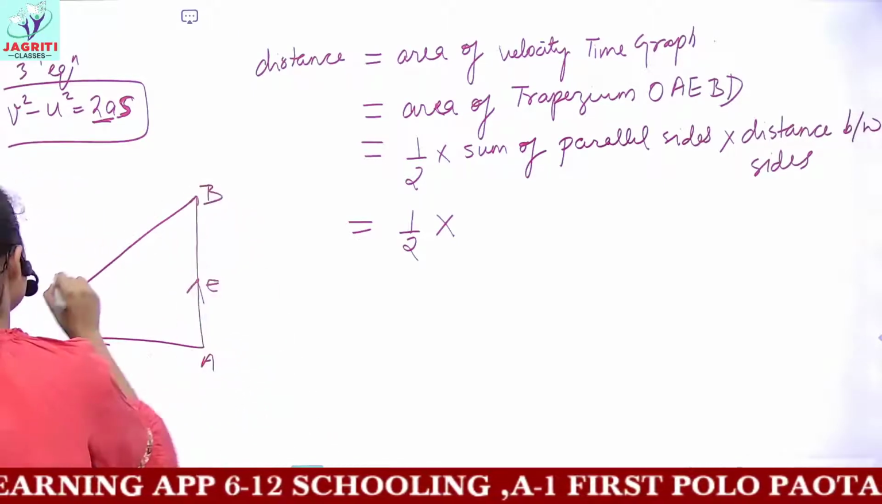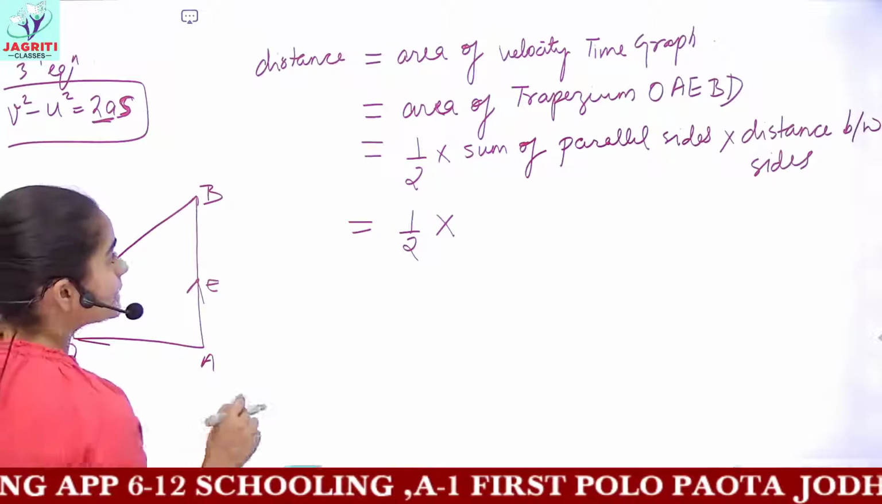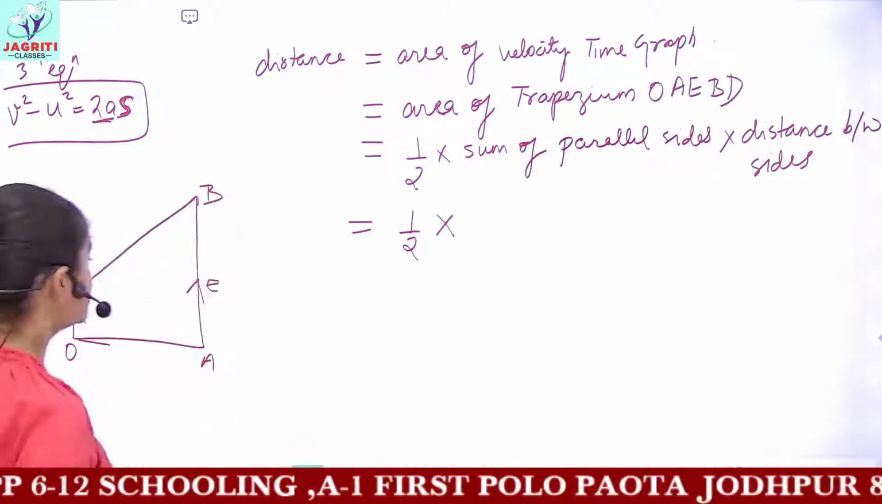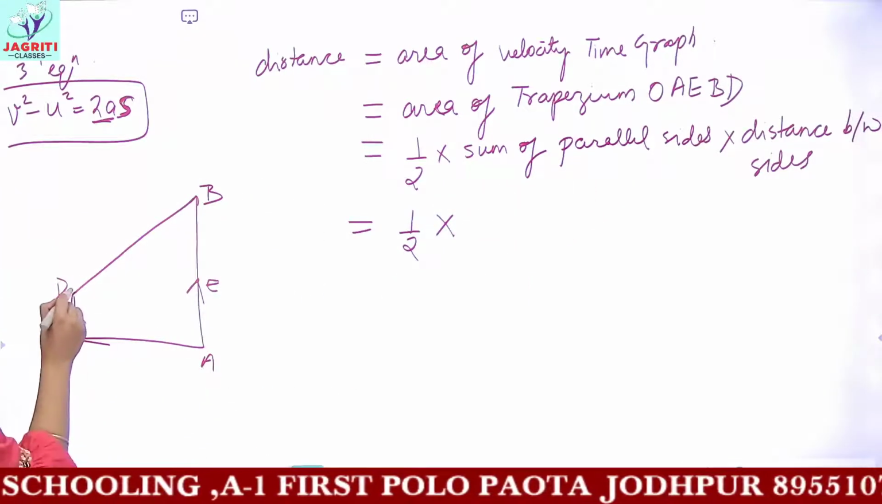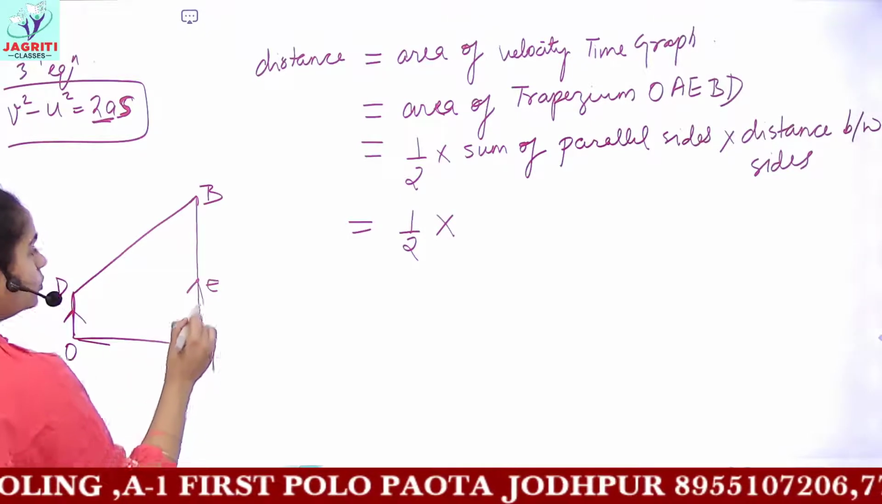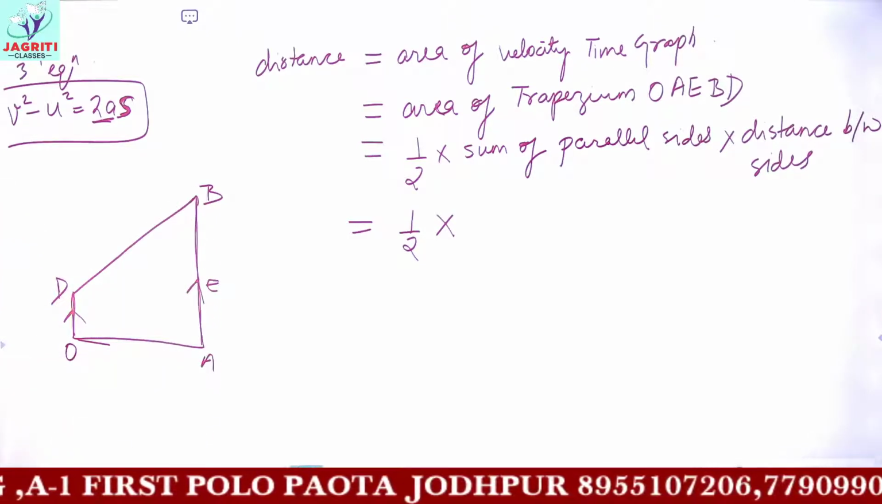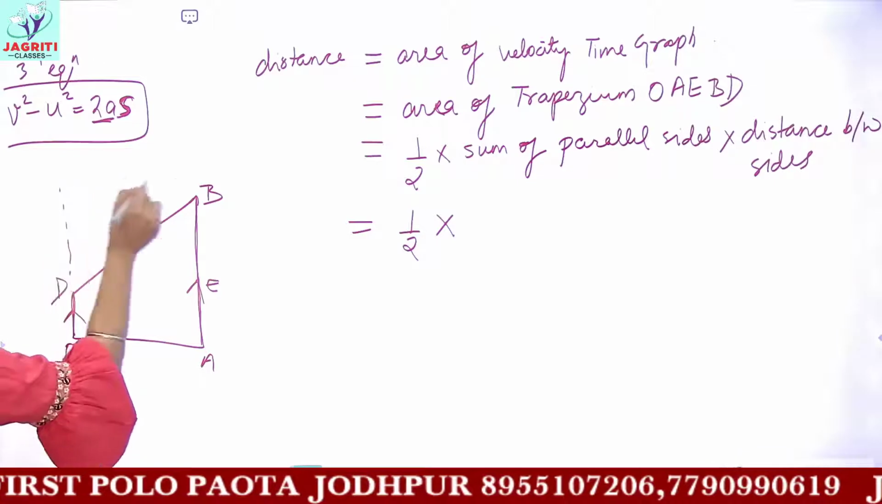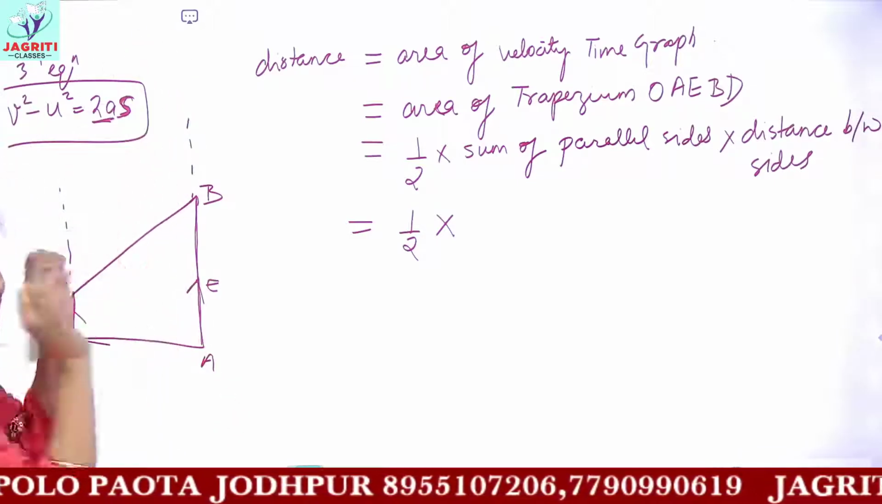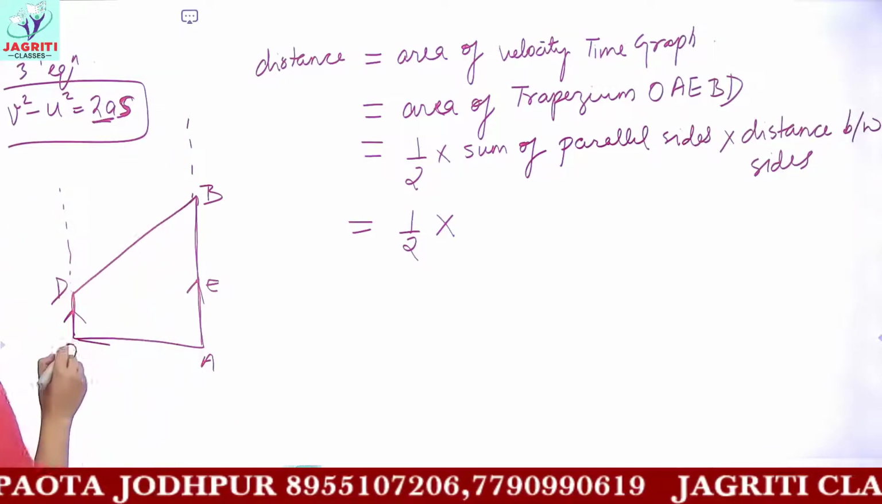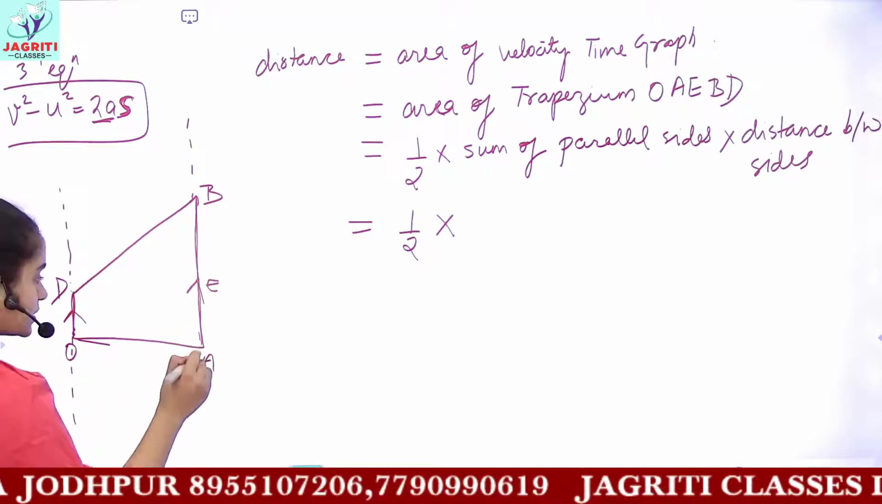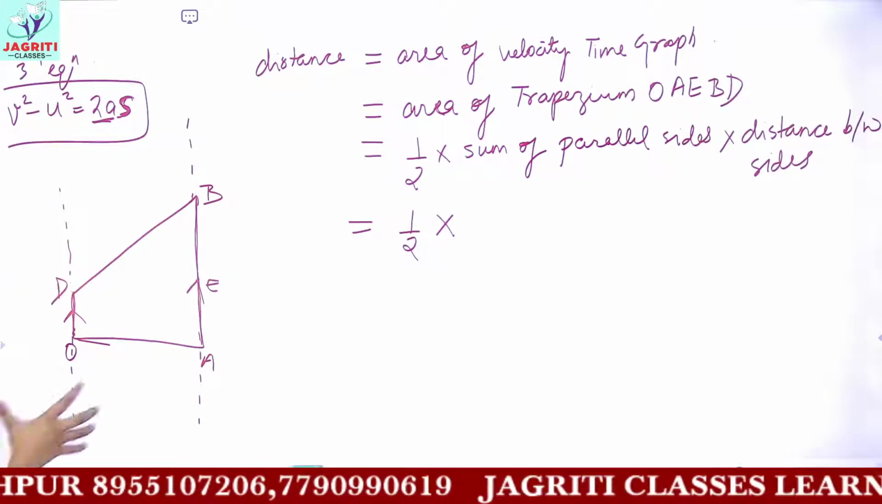This is B and this is D. Now we are seeing the sum of parallel sides. So what are the parallel sides? This OD side is parallel to AB. Why is it parallel? Because if you try to extend them, they will never meet each other in any case. Either you extend them upwards or downwards, in either case, they will not meet each other.